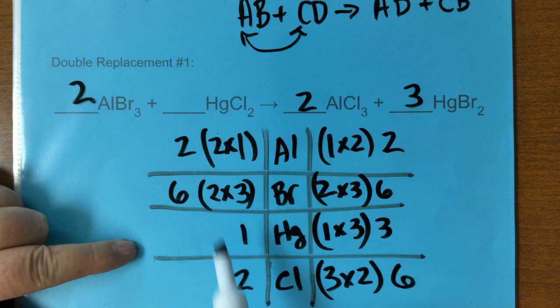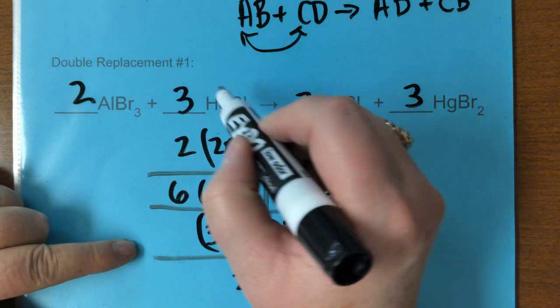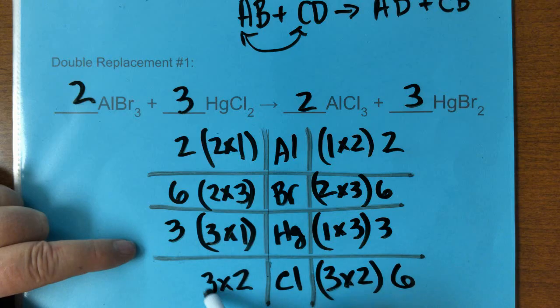I've got 1 mercury and 2 chlorine. I need to get to 6 and 3. So if I multiply this by 3, I put a 3 in front of it, it changes mercury to 3. 3 times 2 gives me 6. So now I should be balanced.